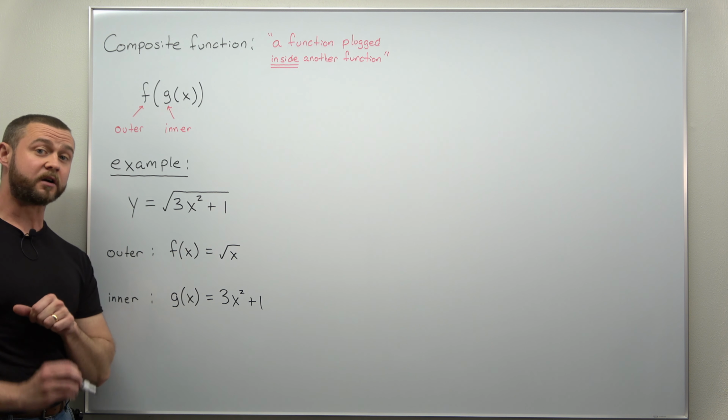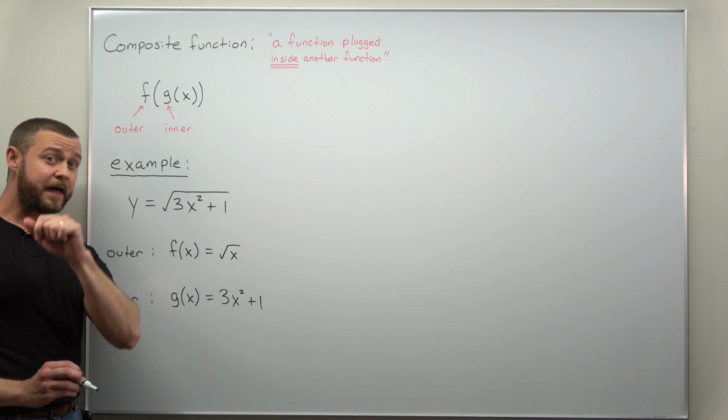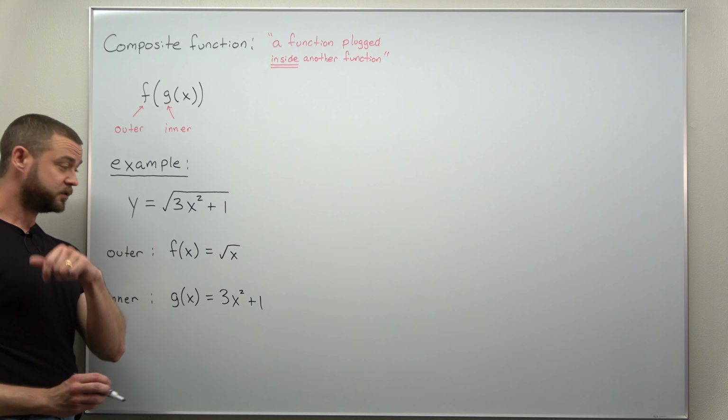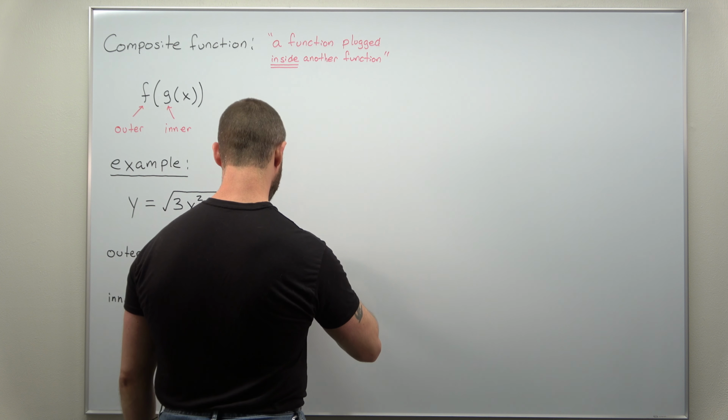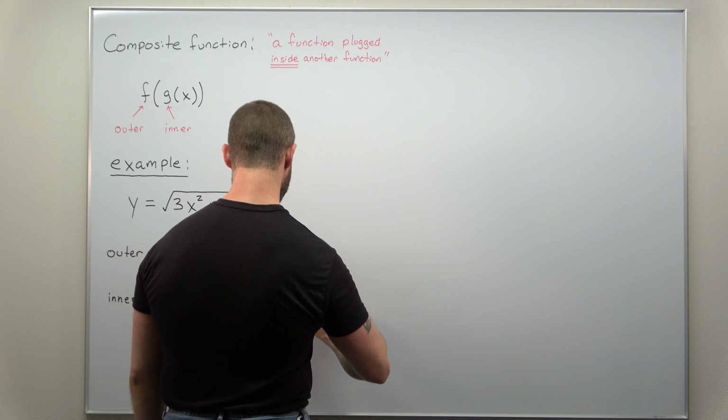So this pair works. Now, as it turns out, this is not the only pair that works as a composite function. So let's go ahead and write down a different pair of f and g of x that work.